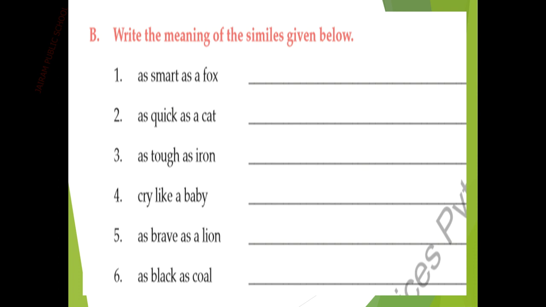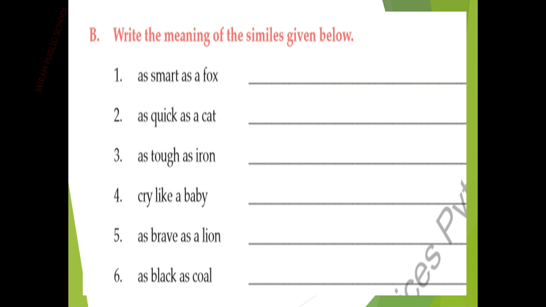Go to the second one. As quick as a cat. You know about a cat which is very cute and running very fast to catch a rat. So in this sentence, you should describe the cat which is running very fast. So the answer is very swift. Three. As tough as iron. You all know about iron or steel which is very strong. So how will you describe this word? Yeah, of course, very strong. As tough as iron means very strong.